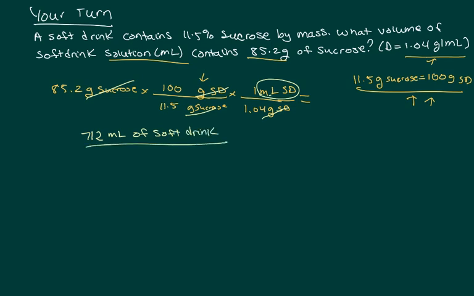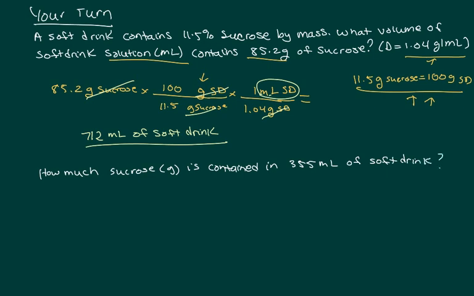Okay, now how much sucrose in grams is contained in 355 milliliters, or this is your 12-ounce can of soda, of soft drink. Okay, again, you want to start out with what you're given. You're given 355 milliliters of soft drink.